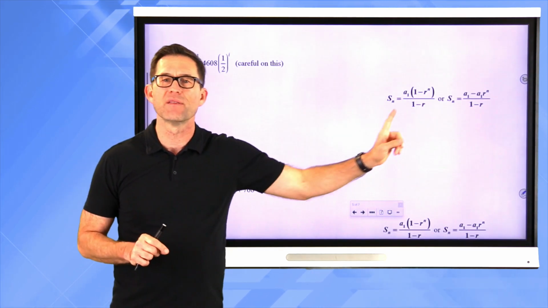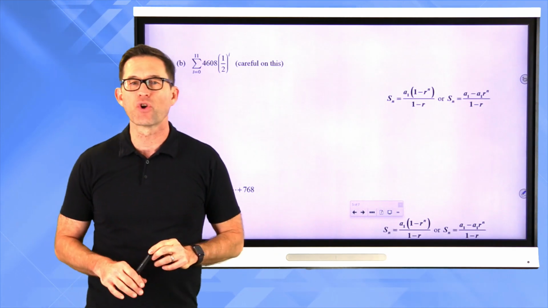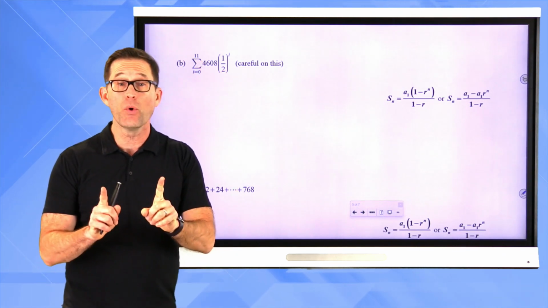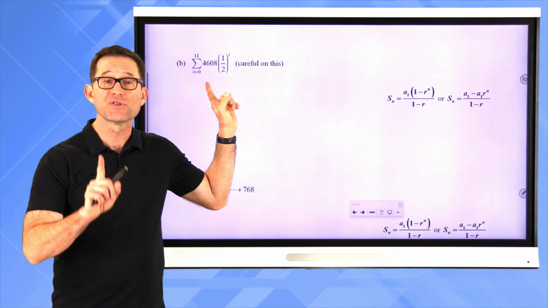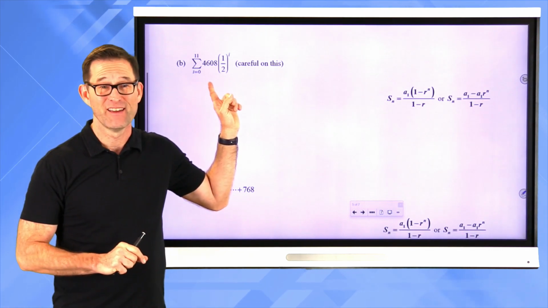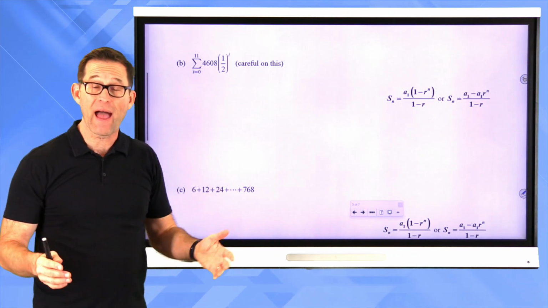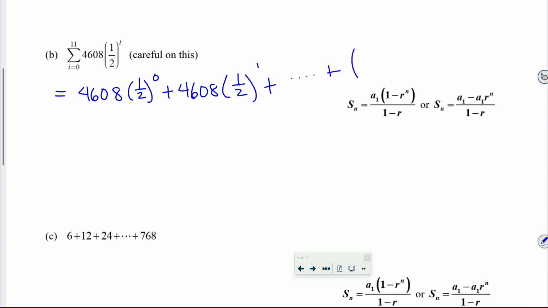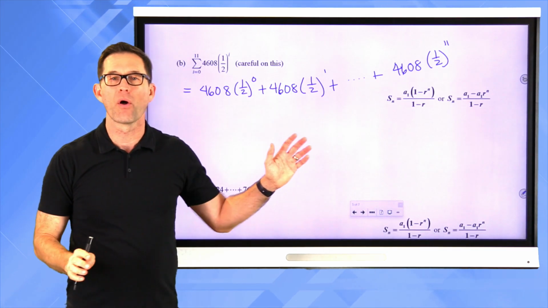The thing that might be the trickiest in this problem is the value of N, because N is the number of terms, and it's so easy to look at this and think, oh, N is equal to 11. And it surely would be if the i down here started at the number 1, but it doesn't. It starts at the number 0. So what you have here is 4,608 times 1/2 to the 0, plus 4,608 times 1/2 to the 1st, plus dot, dot, dot, plus 4,608 times 1/2 to the 11th. That's what this would look like if I wrote it all the way out.